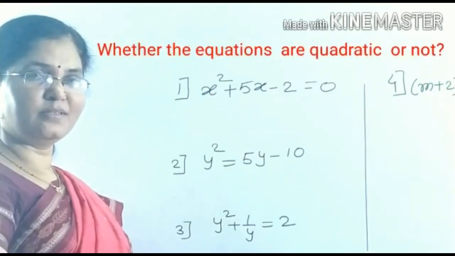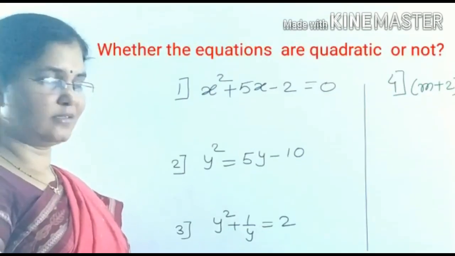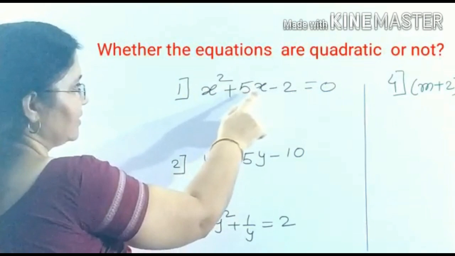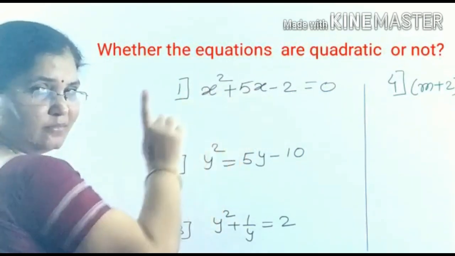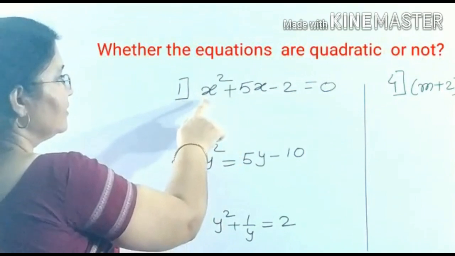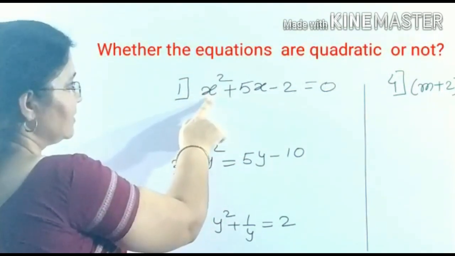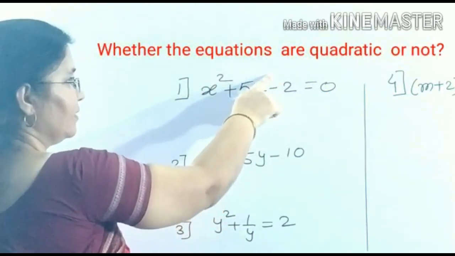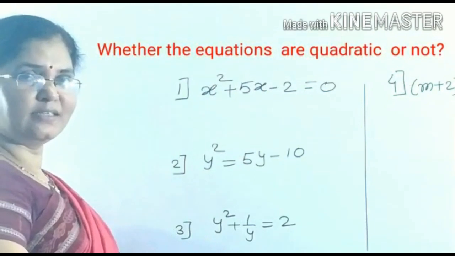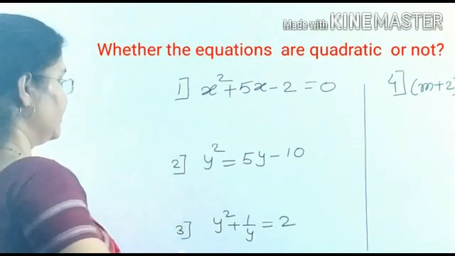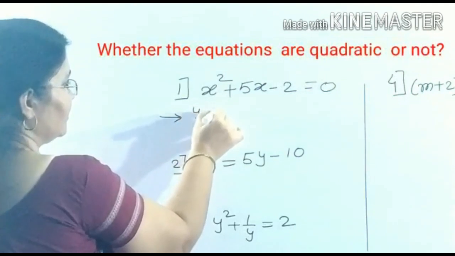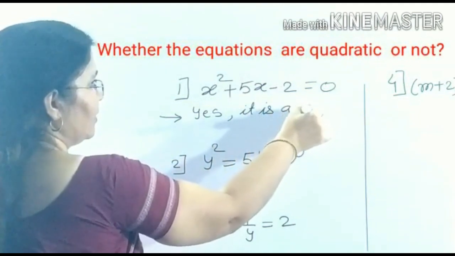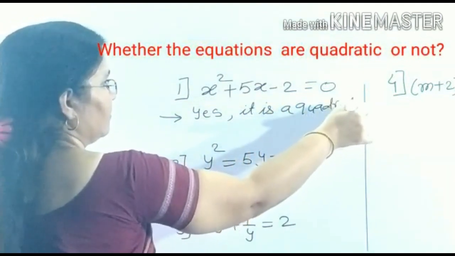Let's see some examples whether they are quadratic or not. In the first example, we can see that only x is present. That means maximum one variable. Check the indices. Here, this x has index as 2. And this x has index as 1. That means maximum, what is the index? It is 2. Yes, it is a quadratic equation.